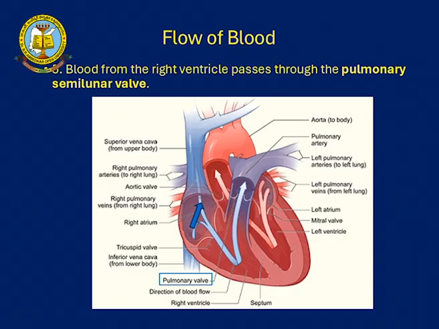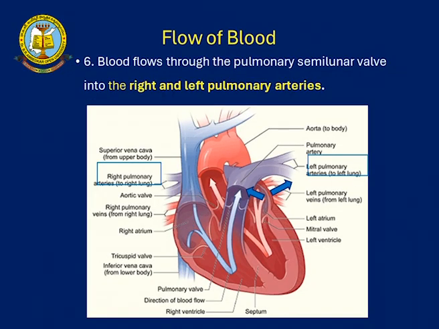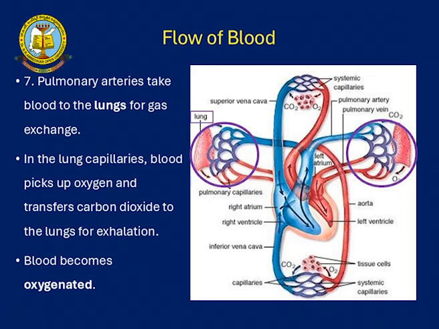With the help of the semilunar valve, the blood flows into the right and left pulmonary arteries. Here you can see the right and left pulmonary arteries, where the arrows are shown. Into the right and left pulmonary arteries the blood flows, and the pulmonary arteries take the blood to the lungs for gas exchange.